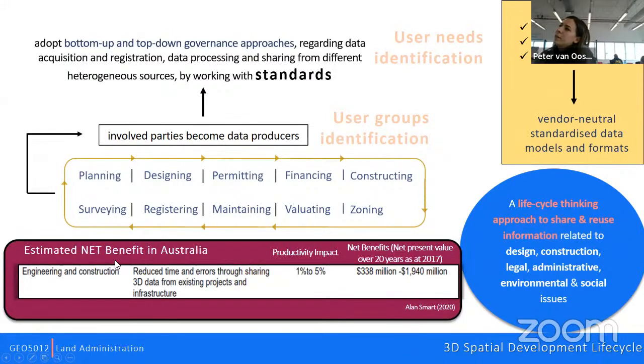This is just from the literature, an example about how much money this costs, and how much time you save when you reuse information, and you also reduce errors when you share 3D data from existing projects and infrastructure.